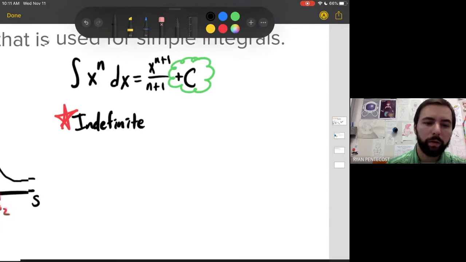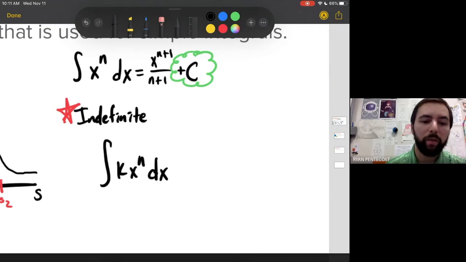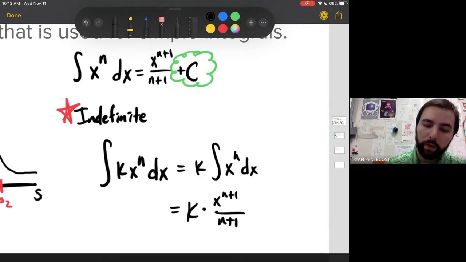Real quick, I also want to say that if you have the integral of k times x to the n dx, and if you have this constant k multiplying there, you can actually take the k out of the integral and work your integral the same way. So then you would just have k on the outside, and that will multiply by x to the n plus 1 over n plus 1 plus some constant c. Right?